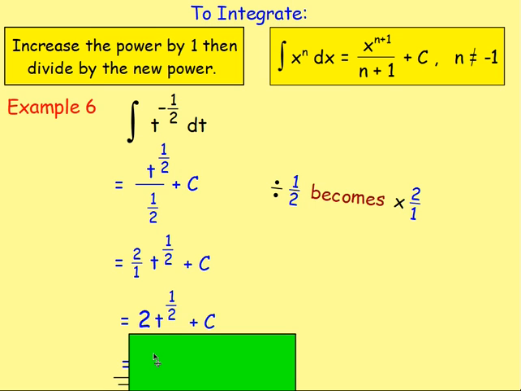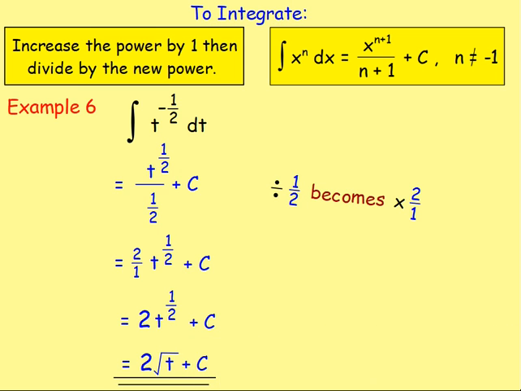And then from there, what else could you do? Isla, tell us. Well done, Isla. So you'd have 2, and then t to the power of a half means the square root. So it's 2 times the square root of t plus c.